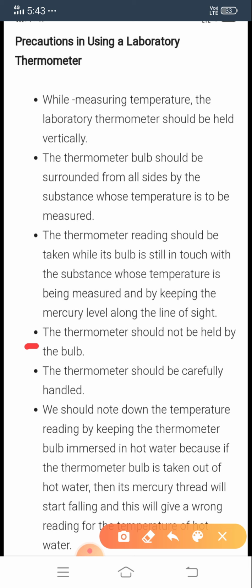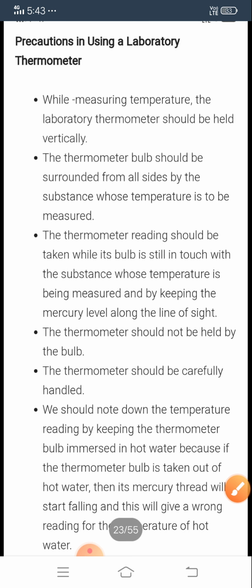Okay. And the thermometer should be carefully handled, because it is made up of glass. And next point, what is your next point?